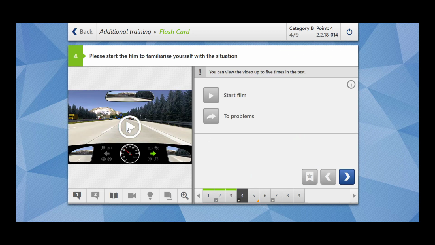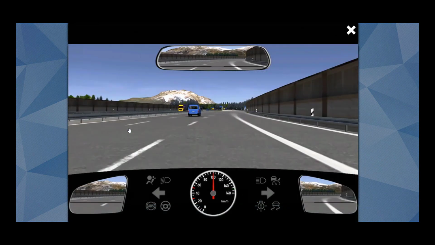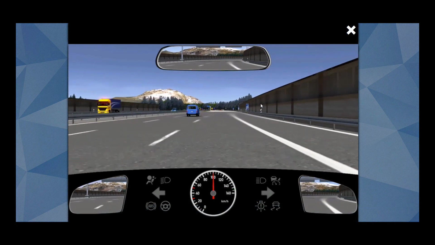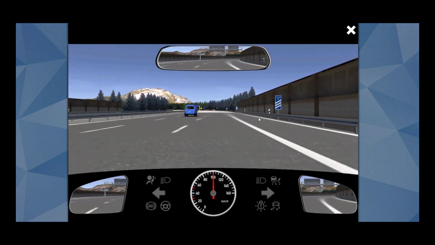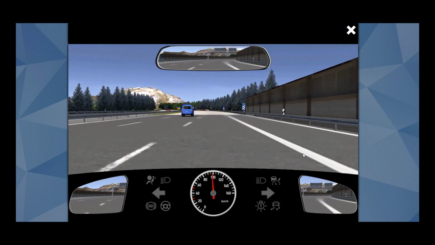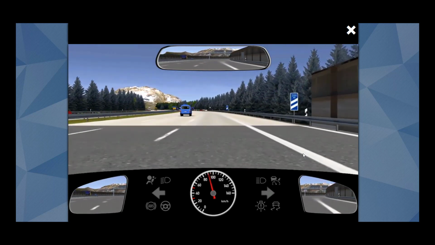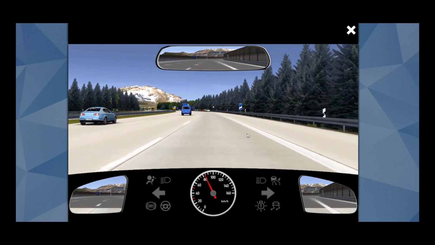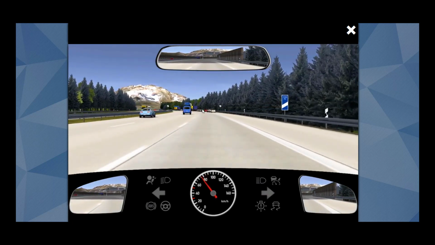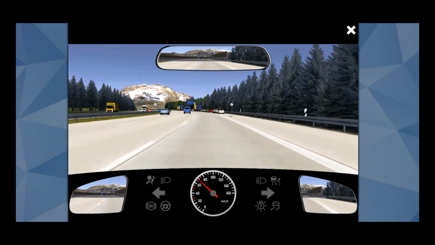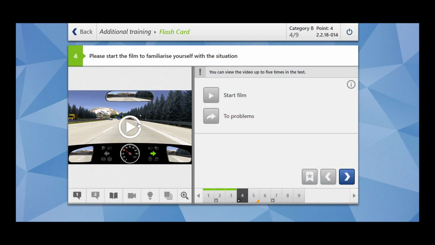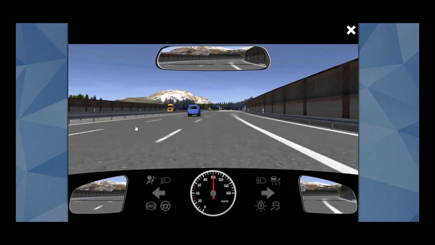Please start the film to familiarize yourself with the situation. Let's play the film. These are the markers on the autobahn which I was talking about in the previous question. At the 300-meter marker, we have given the signal that we want to exit the autobahn. And what we see on the hard shoulder is traffic. There is a line of vehicles built up. Let's watch it once again.